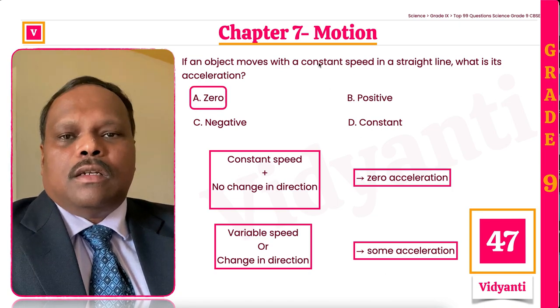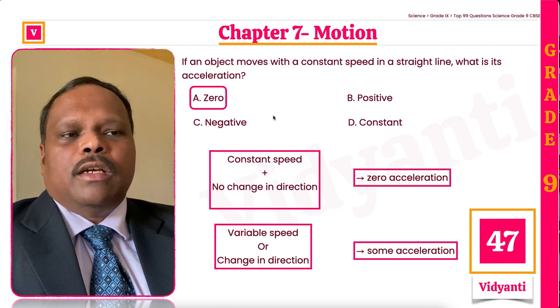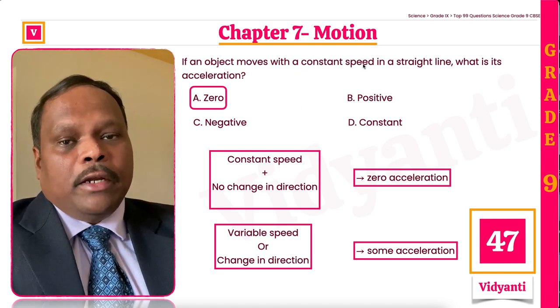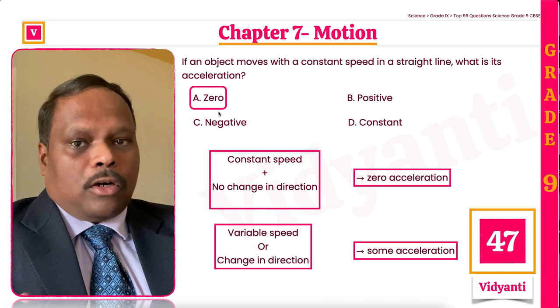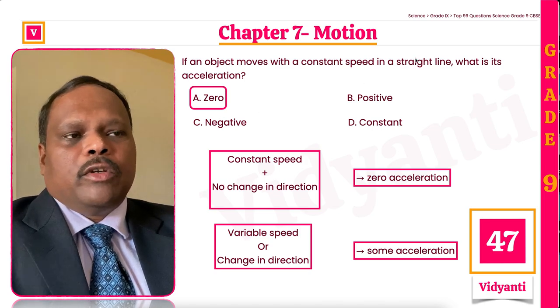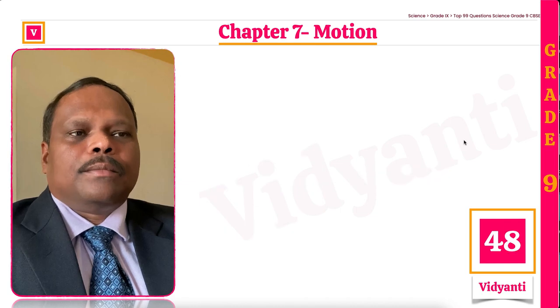Since none of these two things are changing, this will be a zero acceleration, because the magnitude, which is speed, is constant, not changing, and direction is also not changing because it is traveling in a straight line.